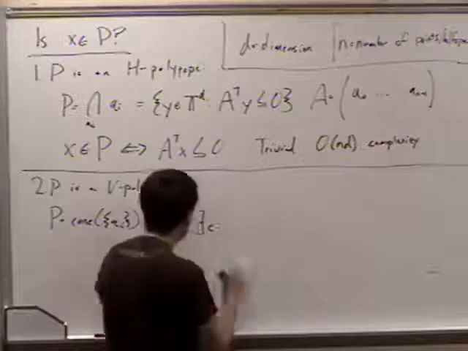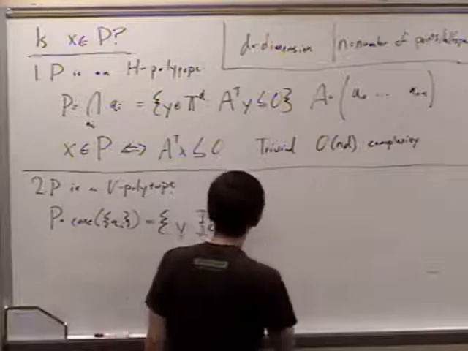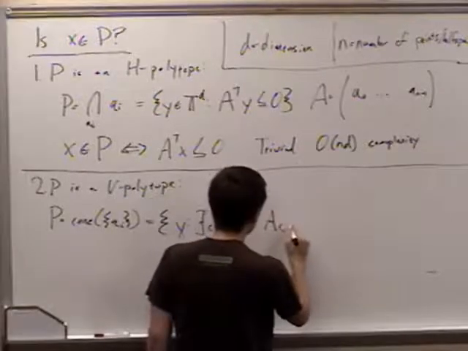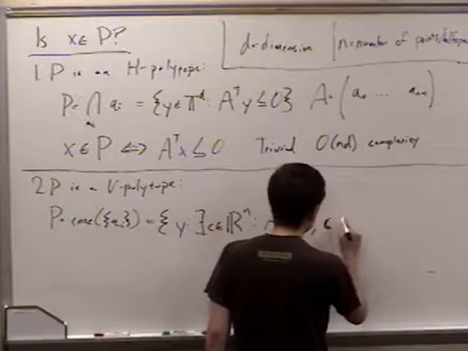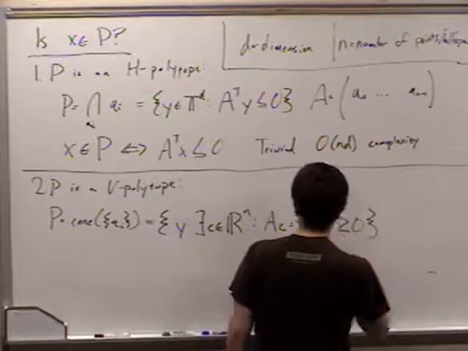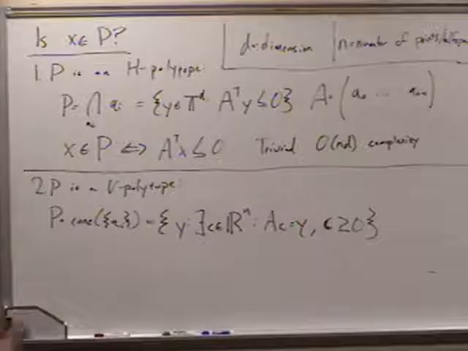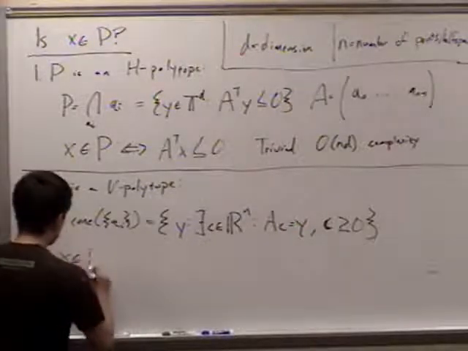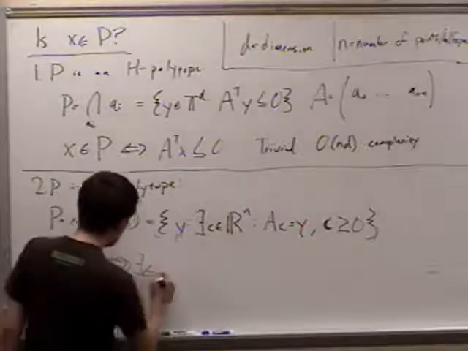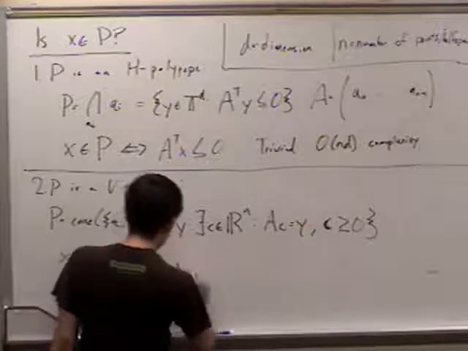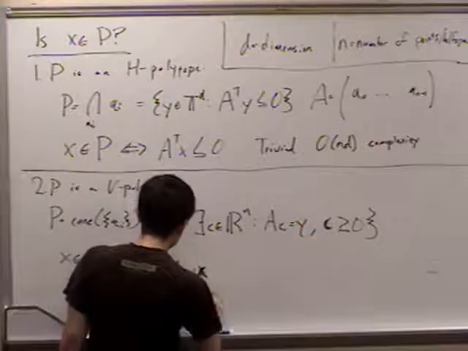in R^n, where A c equals y, and each of these c's is greater than or equal to 0. All right, so this is the harder problem. And so we'll say that x is in P in this case if and only if there exists some c such that A c equals x and these c's are greater than or equal to 0.